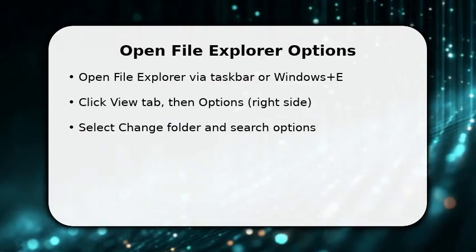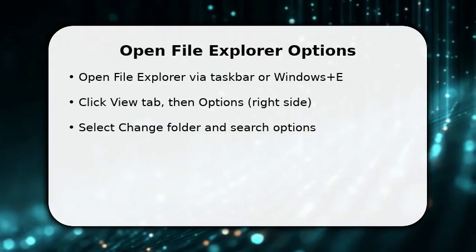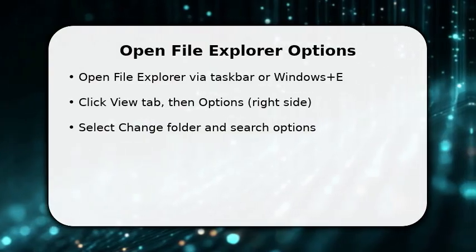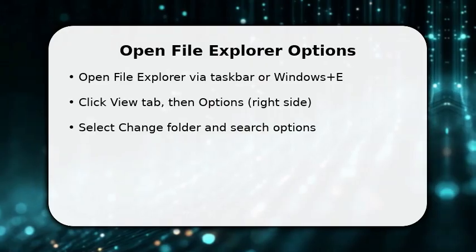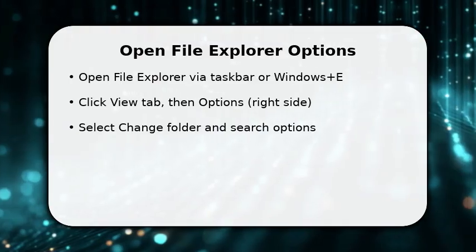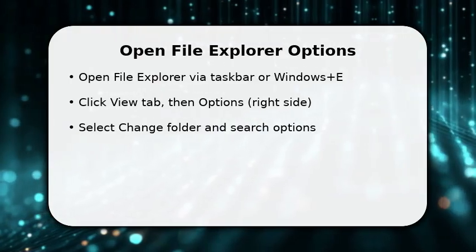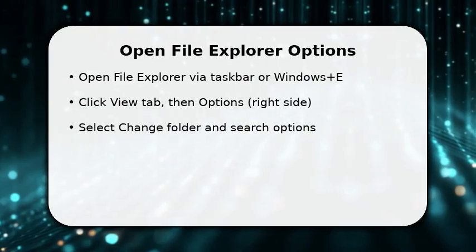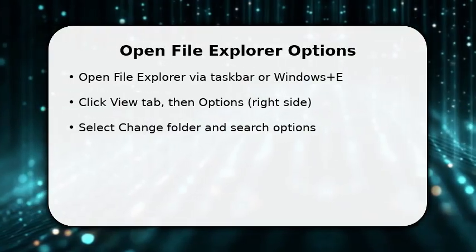You start by opening File Explorer right away. Press Windows plus E if you prefer a keyboard shortcut. Once the window is open, click the View tab at the top and then choose Options on the right. This opens Folder Options where you control visibility settings, and it's the first place Windows hides app data.